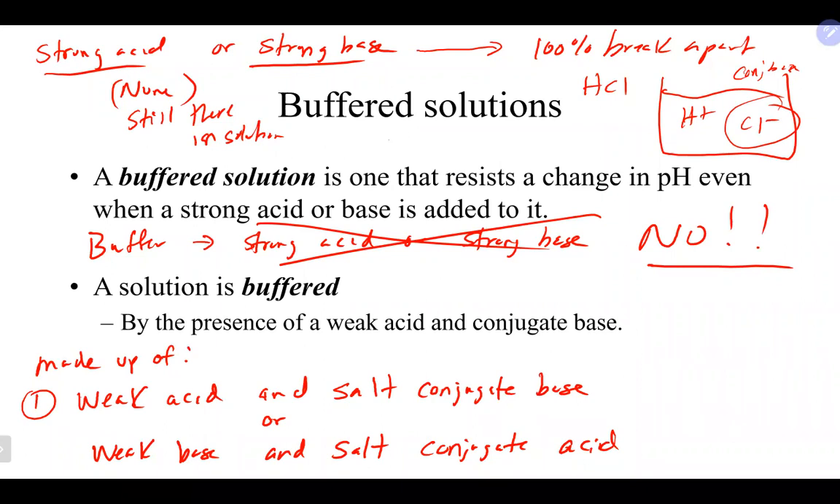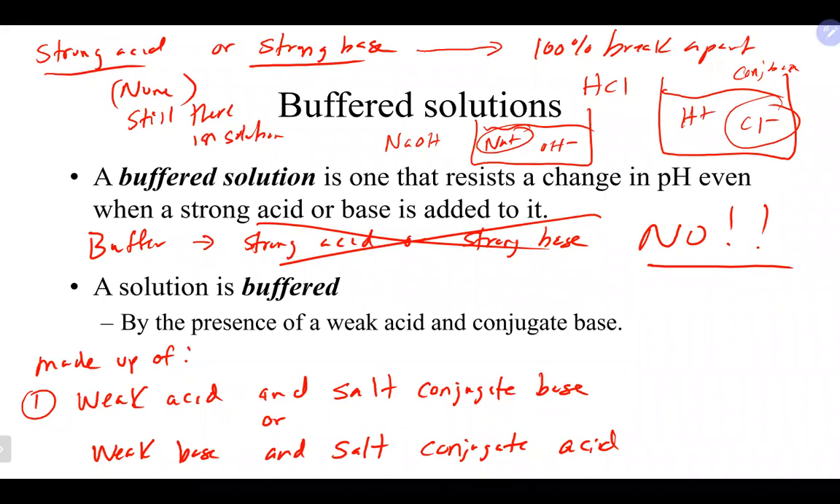Same thing if I threw in something like sodium hydroxide into a beaker, you would have some sodium, you would have some hydroxide. You would basically have the conjugate acid there, the sodium ion floating around. You would not have the base part there. And what makes a buffer, as we'll talk about here, really function is the ability to have both an acid part in the solution and the base part.